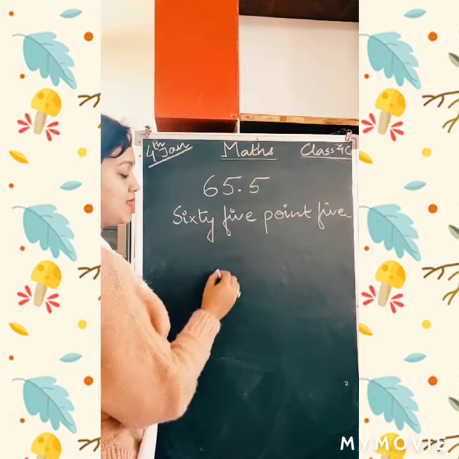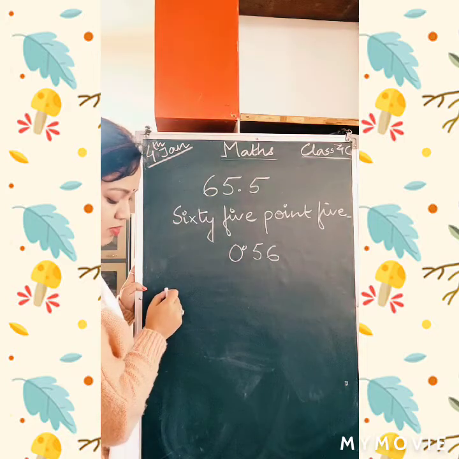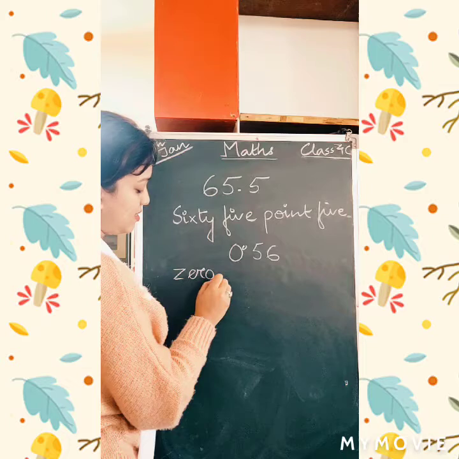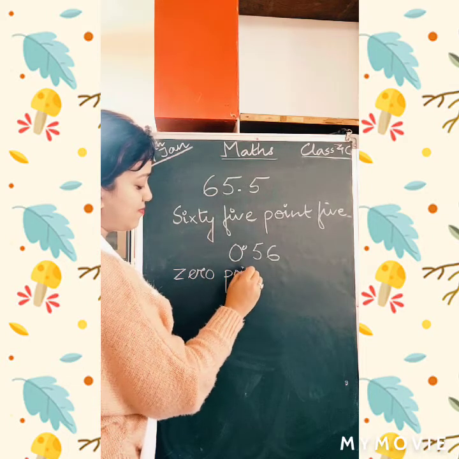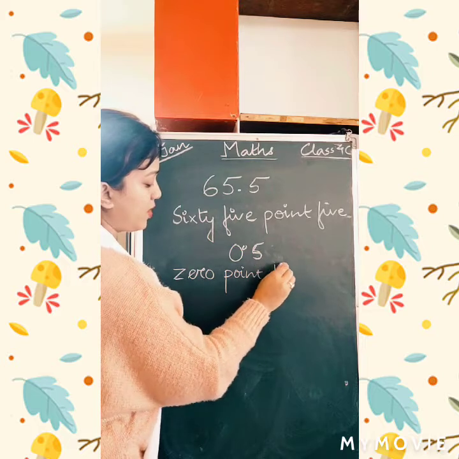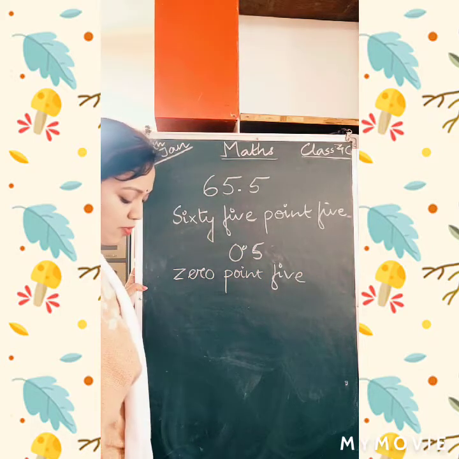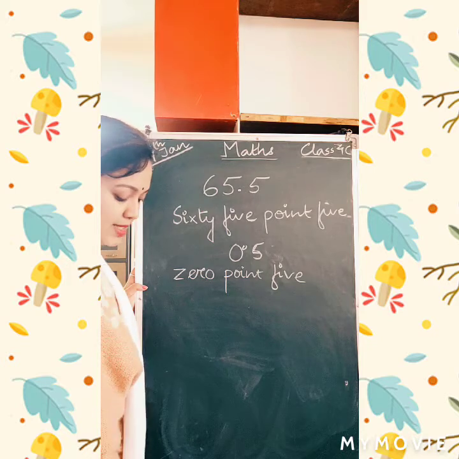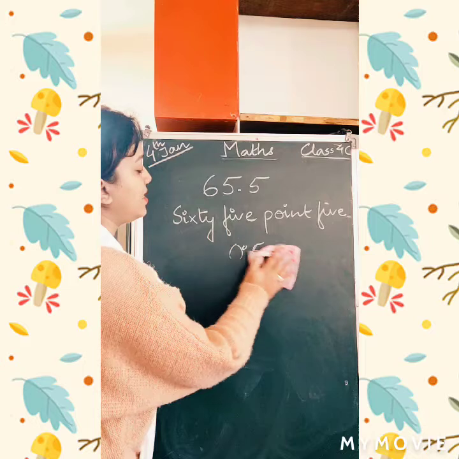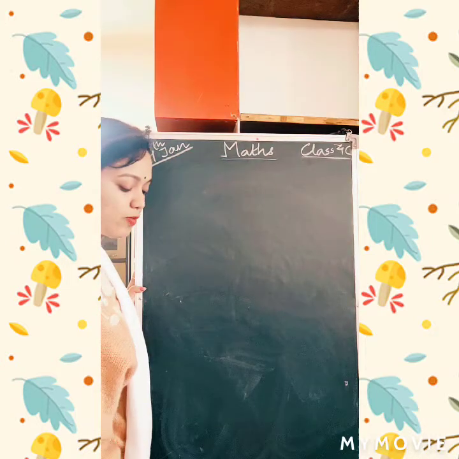65.5. Correct? Suppose there is a number 0.56. So how are you going to write this? Sorry, if I give 0.5, you write 0.5. Correct? You will write it as 0.5. Done? In this way, you are going to write the decimal number in terms of words.